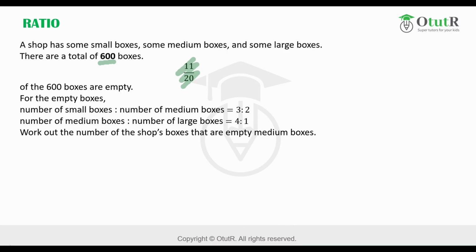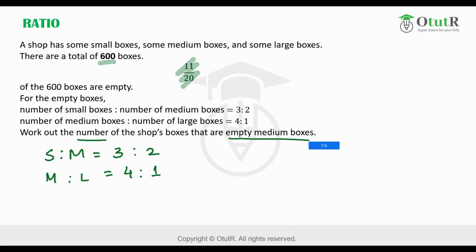Fine. Now, within the empty boxes, we have the ratio of small boxes to medium boxes, and that is given as 3 is to 2. And for the number of medium boxes to large boxes, there also exists one ratio, right? Now what we have to do is find out the number of boxes in the shop which are empty and medium, right? So this question looks a bit difficult, but it is not so. Let us try to understand how we can solve it.